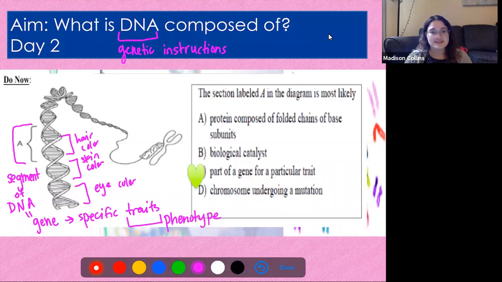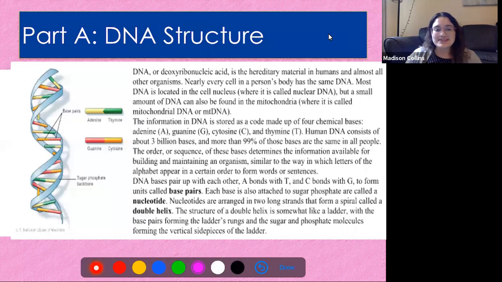All right, so let's get started. As I said, we're going to be looking at DNA's structure today. But before we dive into too much detail, I want us to read through this paragraph together. We're going to use this information to answer the questions that follow. So as always, follow along with me. Highlight any important words or phrases that will help you answer those questions at the end.